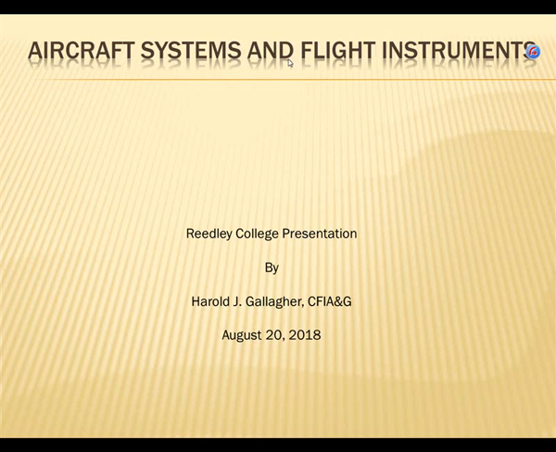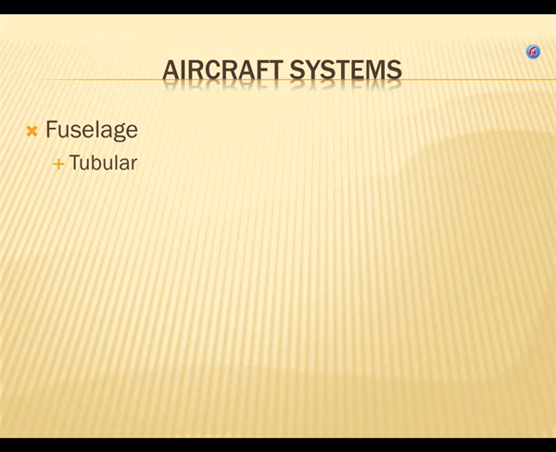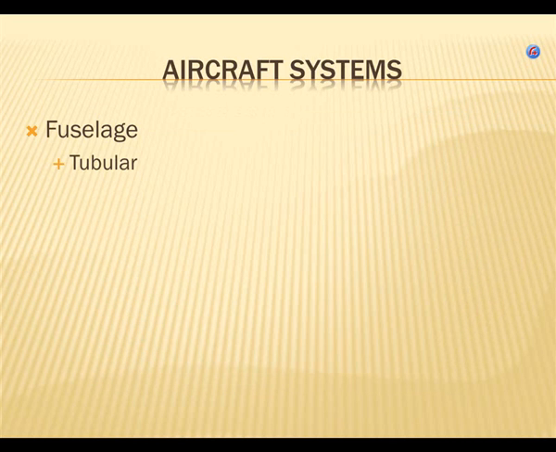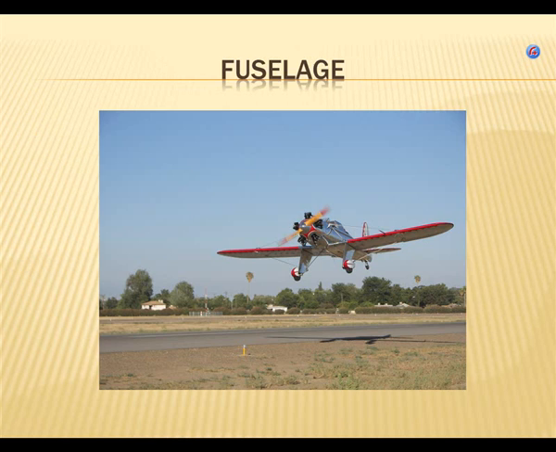Okay, so we're going to be talking about aircraft systems and flight instruments. So the first thing is a fuselage, right? And a fuselage can be several different things. It can be tubular, it can be what I call monocoque, which is something like a soda can, right? So the fuselage is everything except the wings and the tail.